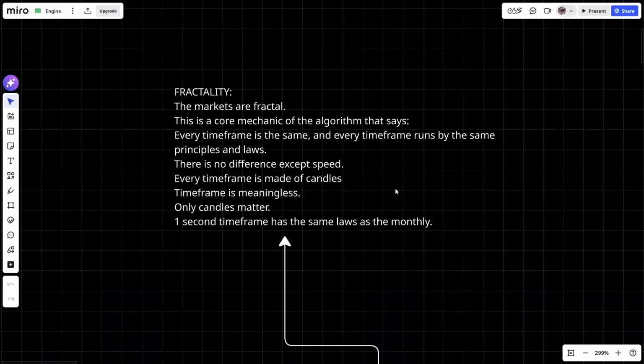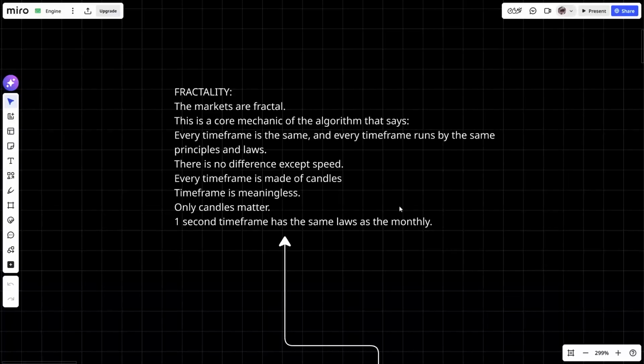And the markets are fractal. Fractality is something I think everybody struggles with. This is a core mechanic of the algorithm that says every time frame is the same and every time frame runs by the same principles and laws. What do I mean by this? There's no difference except speed. Every time frame is made of candles. Time frame is meaningless. Only candles matter. 1 second time frame has the same laws as a monthly.